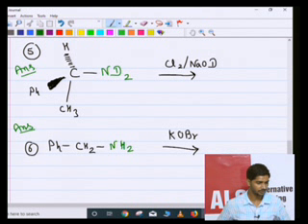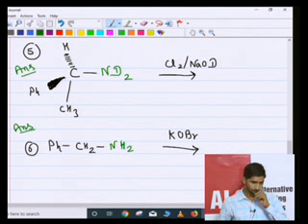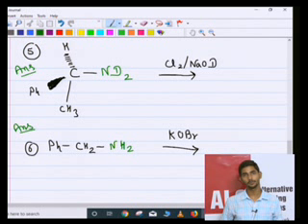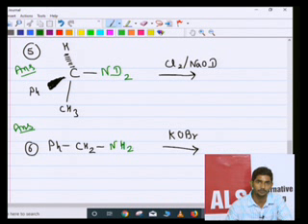Okay guys, this is the Hoffman bromide degradation reaction. All the reaction mechanism would be the same, that I'll discuss after that. Now, let us discuss the next one. Okay, that's good. Let us discuss the next one.